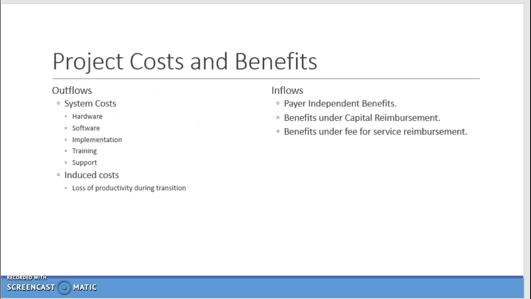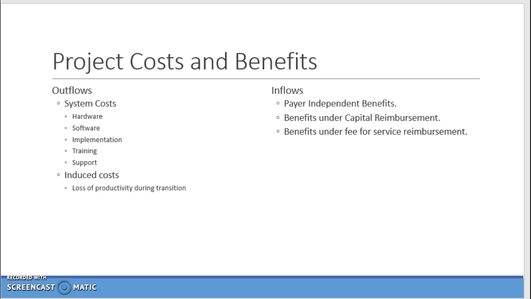An EHR adoption generates many cash flows over its life. A project outflow is identified as the total cost of the project and comes in two different forms. System costs, which include hardware, software, implementation, training, and support, and induced costs, which include loss of productivity that is likely to occur as staff adjust to the new system. Money-saving benefits on an EHR adoption are identified as cash inflows.